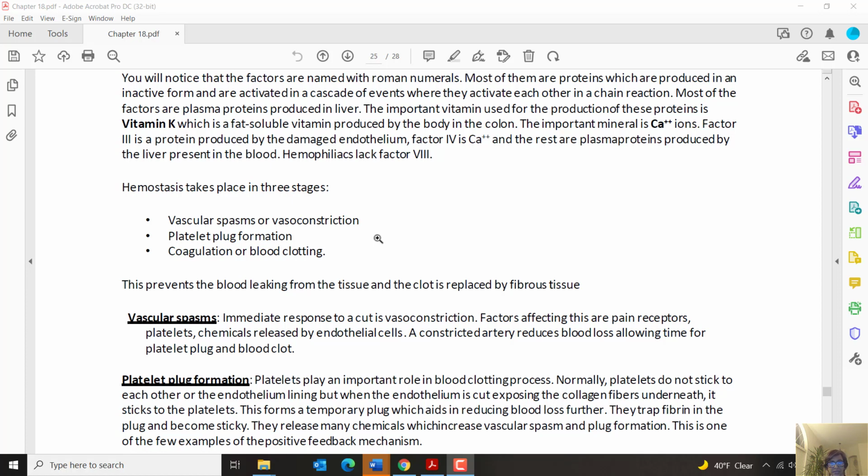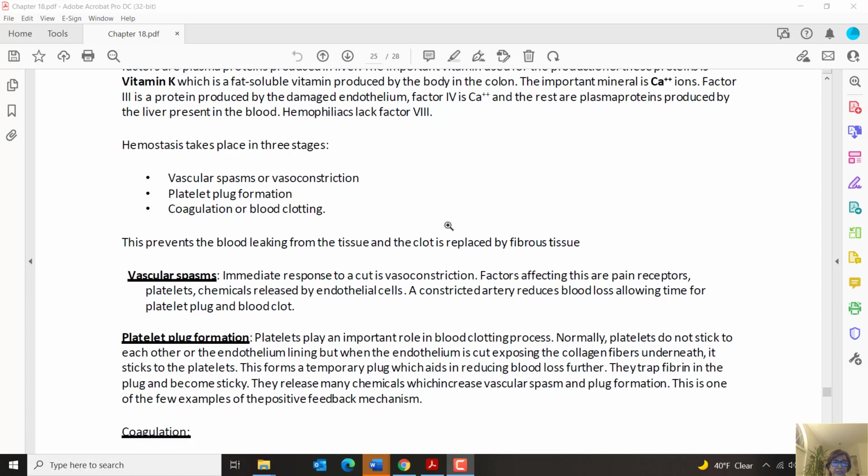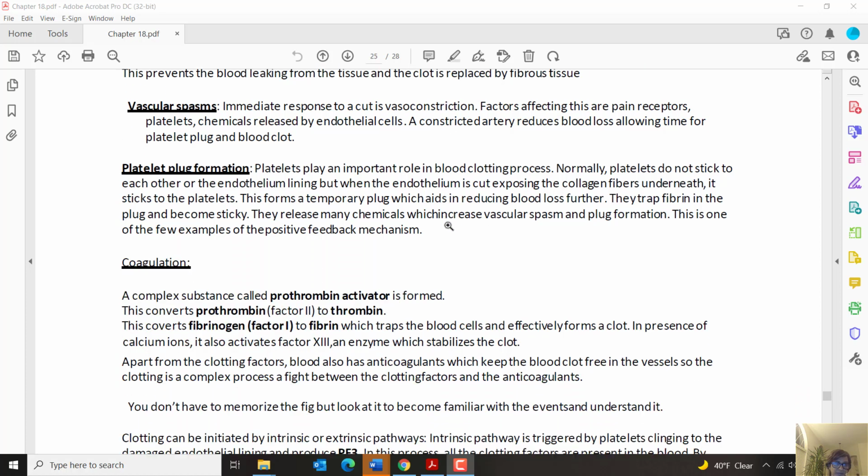The platelets come to that area, and once a platelet starts sticking to the injured blood vessel, there is a positive feedback where more and more platelets will come, eventually forming a plug. And this is a temporary plug. This is not the actual clot. It forms a temporary platelet plug just to stop the flow of blood. And then by that time, the coagulation starts.